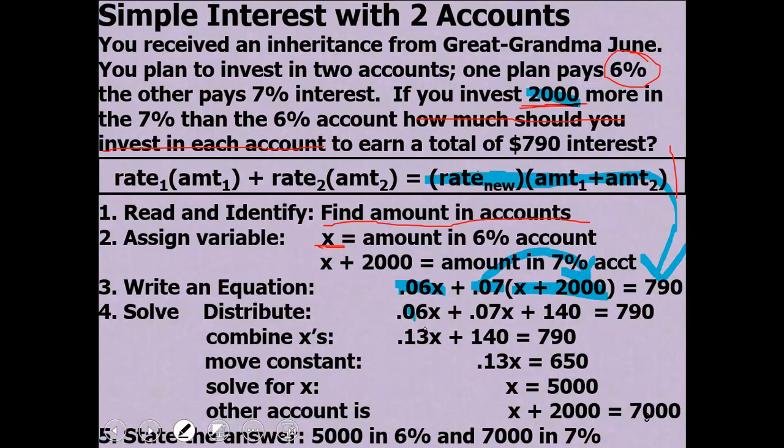I'm going to combine my x's. I get 0.13x plus 140 equals 790. I'm going to subtract 140 from both sides, and then I'm going to divide by 0.13, and I get $5,000 in the 6% account. Why? Because we defined X to be that. And then I'm going to add $2,000 to it, or $7,000 to go in the 7% account.